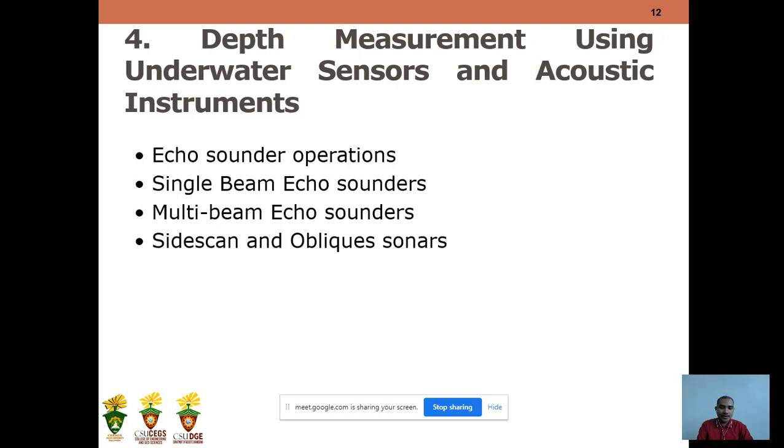There are also side scan or oblique sonars. Part po niya sa echo sounder operations. And the airborne laser method, kana we are using aerial platform to measure the depth of the waters. So there are also many available data about sa output sa airborne laser method.